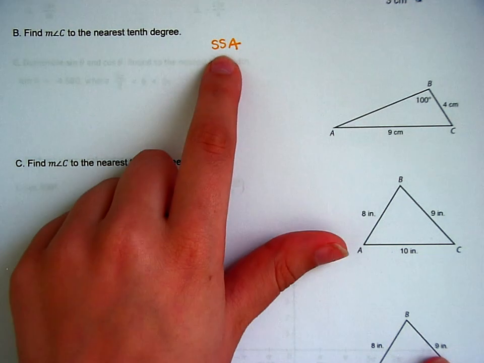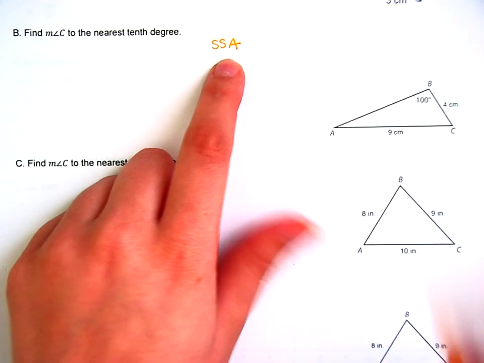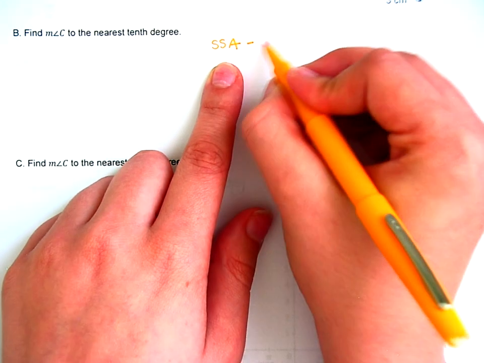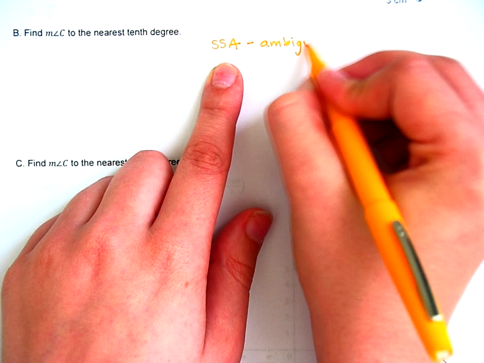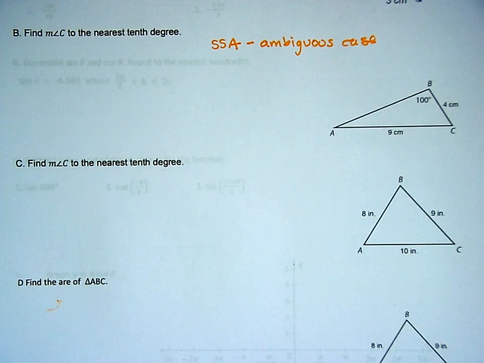This tells us that this problem is going to be a pain in our angle, side, side because this is our ambiguous case. So let's not forget that when we're doing our work. All right, let's get this started.